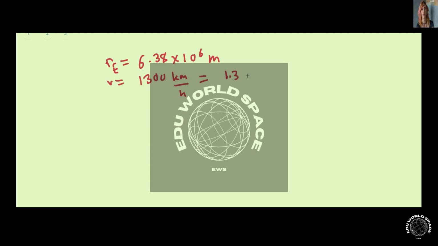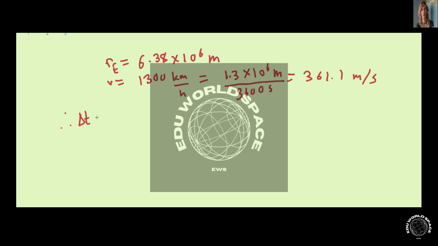1,300 times 1,000 meters. So it's 1.3 times 10 to the 6 meters. And 1 hour is 3,600 seconds. Okay? And so this is what your velocity is. And so this comes out to about 361.1 meters per second. Great.